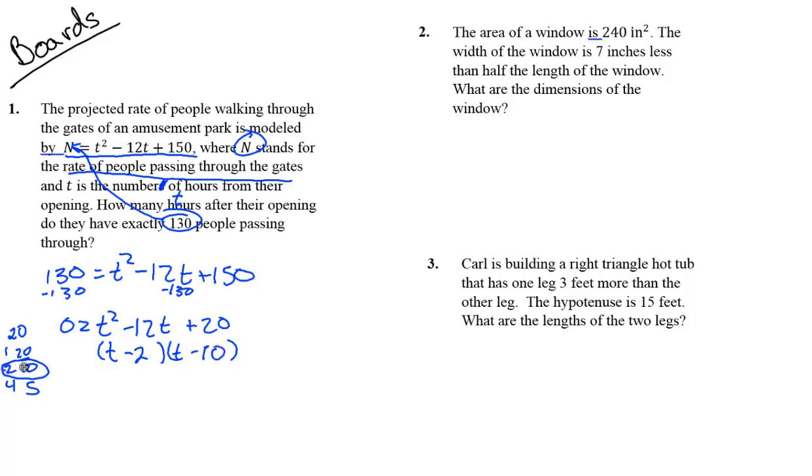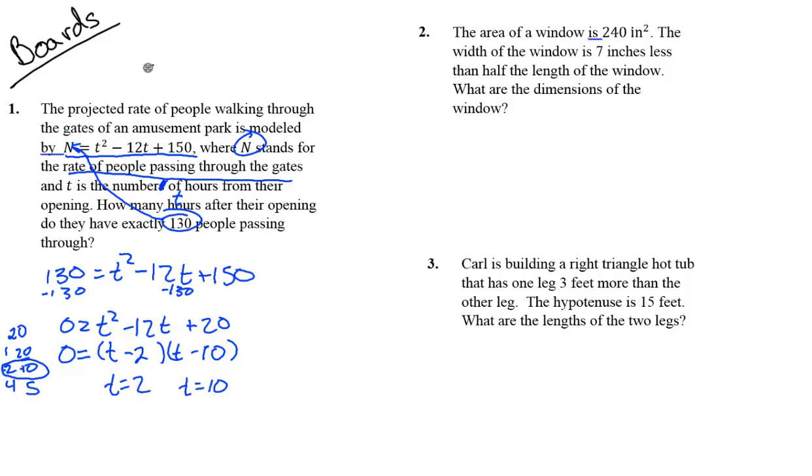Yeah, minus 2 and minus 10 will multiply together to give you a positive 20 and add to a negative 12. So we get t equals 2 and t equals 10 by setting each of those pieces equal to 0, t minus 2 equals 0, and then add 2. So it looks like we have 2 times. How many hours after their opening? 2 hours and 10 hours.